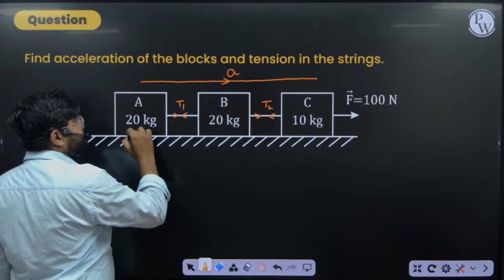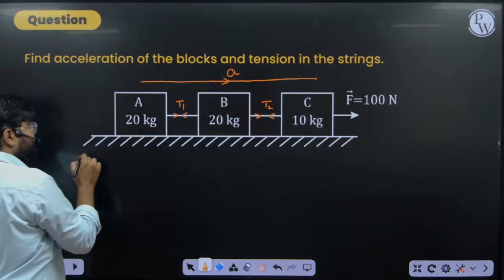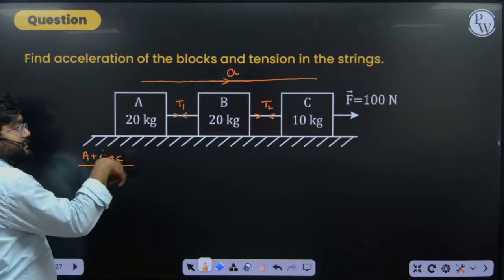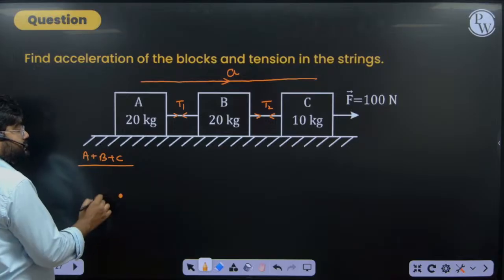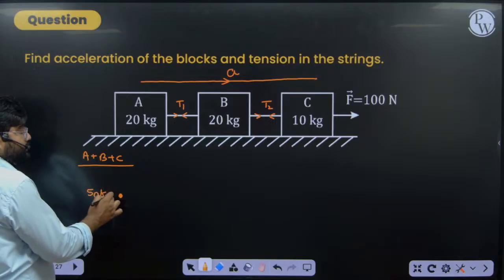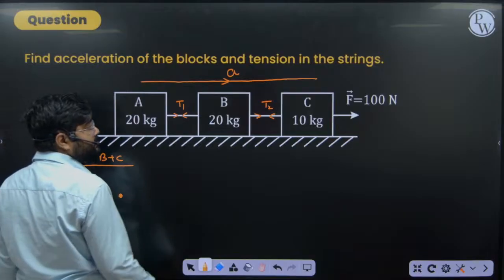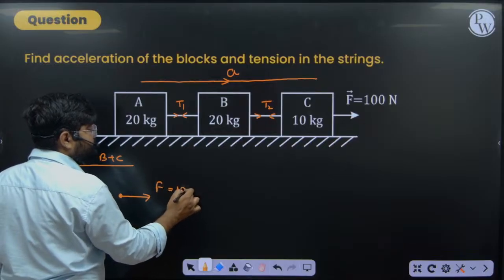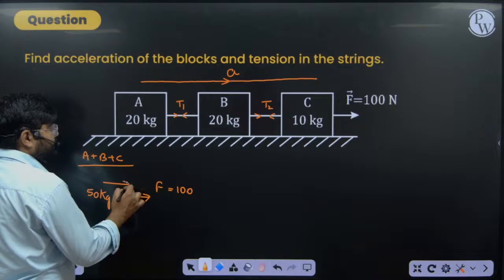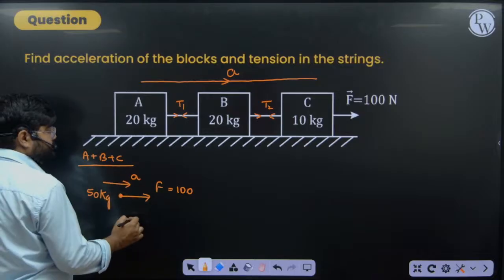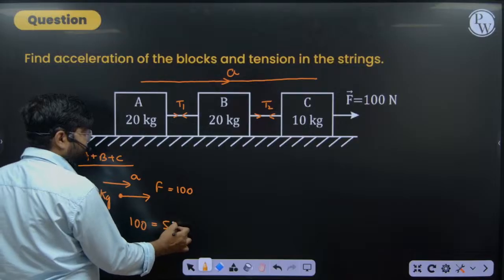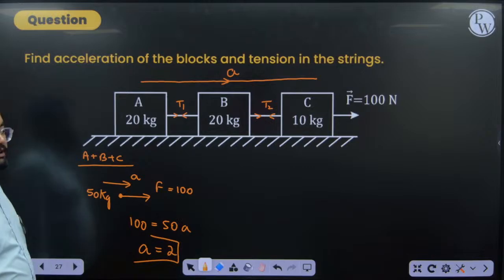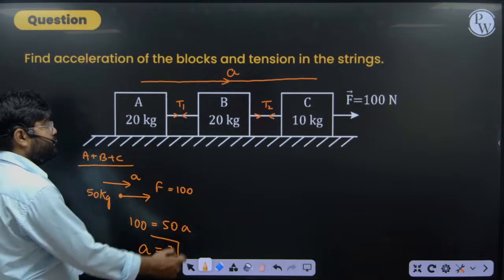So again, we can consider them a single body. If we consider them a single body, then we can see the net mass is 50 kg, and T1, T2 are internal forces. We will not draw them, so only the external force 100 is acting. It will create acceleration. We can write this force as mass into acceleration. Acceleration comes out as 2.